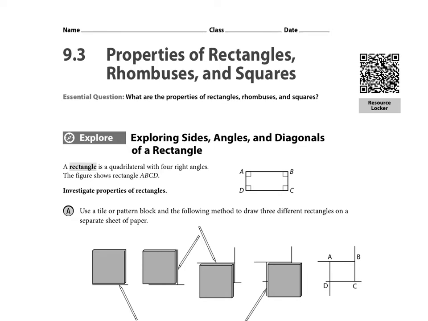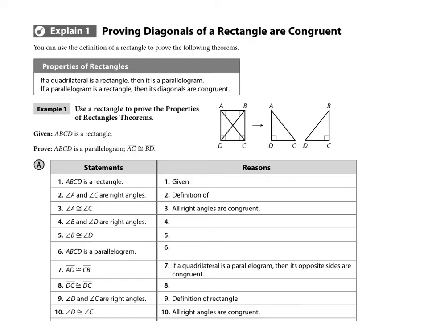This is where we're talking about properties of rectangles, rhombuses, and squares. And so we're going to explore that through, of course, our basic definition of rectangle here. We know that a rectangle has 4 right angles on this first page. I'm on page 447. But on the next page, we're going to talk about why it is that we can prove a couple of these properties of rectangles. So let's look at them.